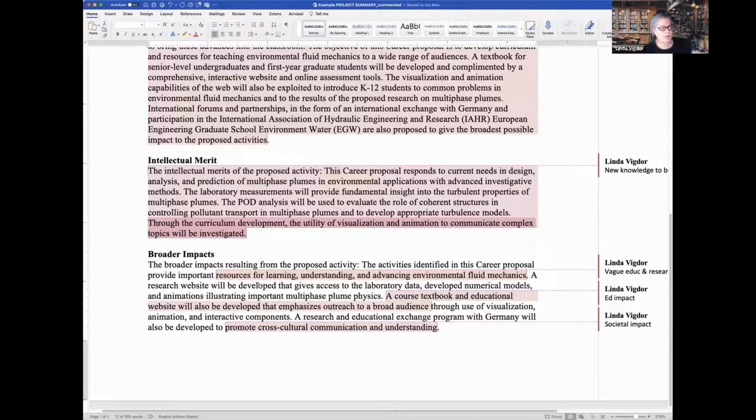There's going to be this website that gives access to laboratory data. So that's great, but that's more of a dissemination thing. It's not necessarily a broader impact. Who is it giving access to and why?